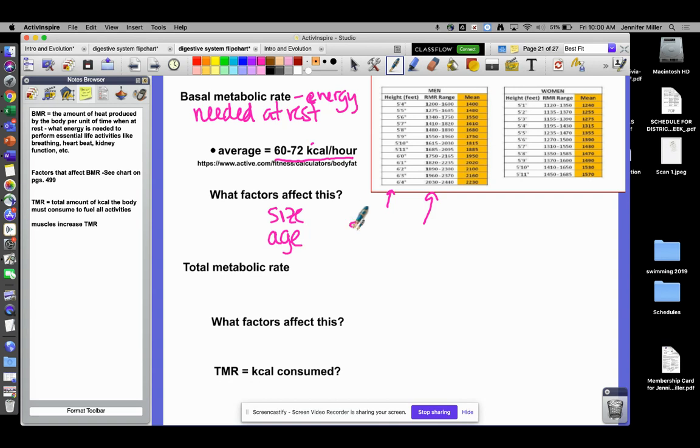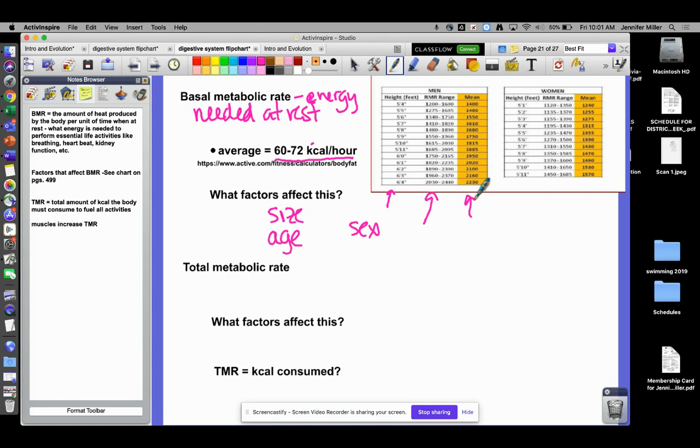And you can see here sex, male versus female, does affect. So males can typically have a lot more than females. All right, females tend to not metabolize things as well as males. So there's other things that can factor into that, but this is just what's called basal metabolic rate.